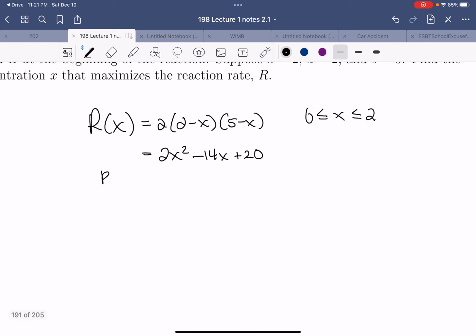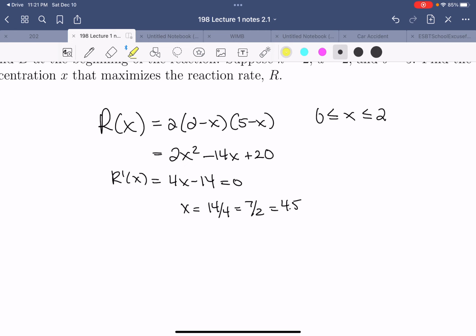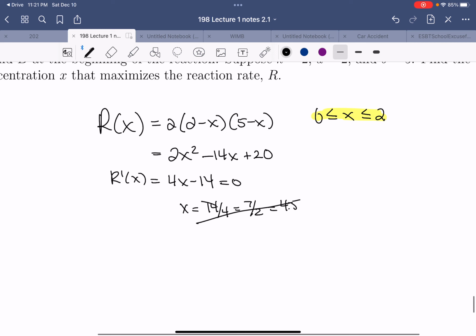We want to find the derivative here. That's 4x minus 14, set it equal to 0. And x is going to be 14 over 4, which is 7 over 2, which is 4.5. But notice that my x has to be between 0 and 2, and this is definitely not in that interval. So I have to throw that one out.